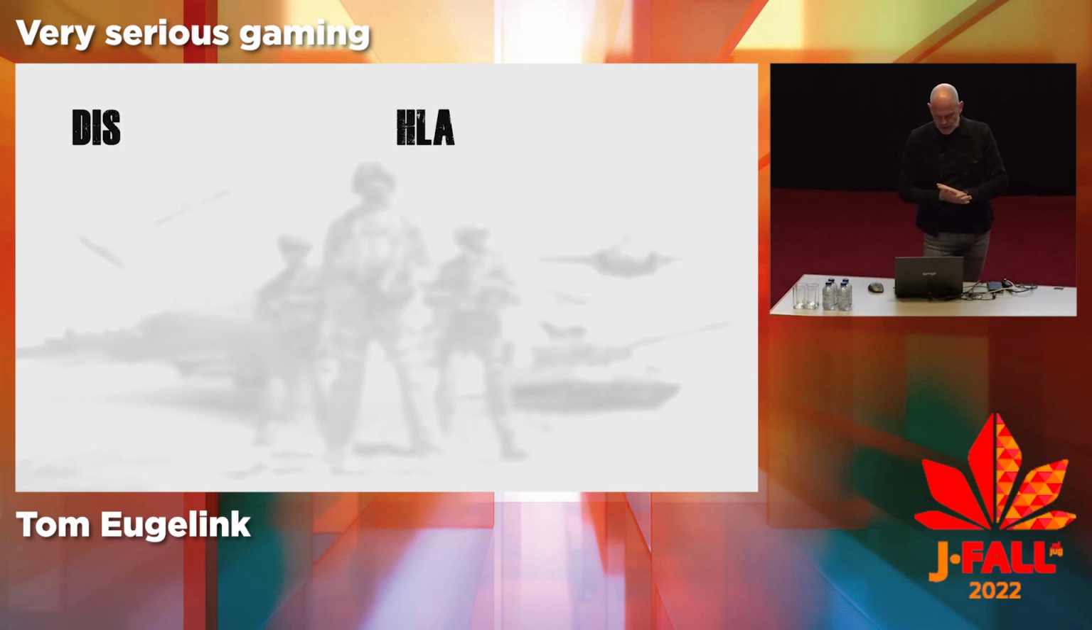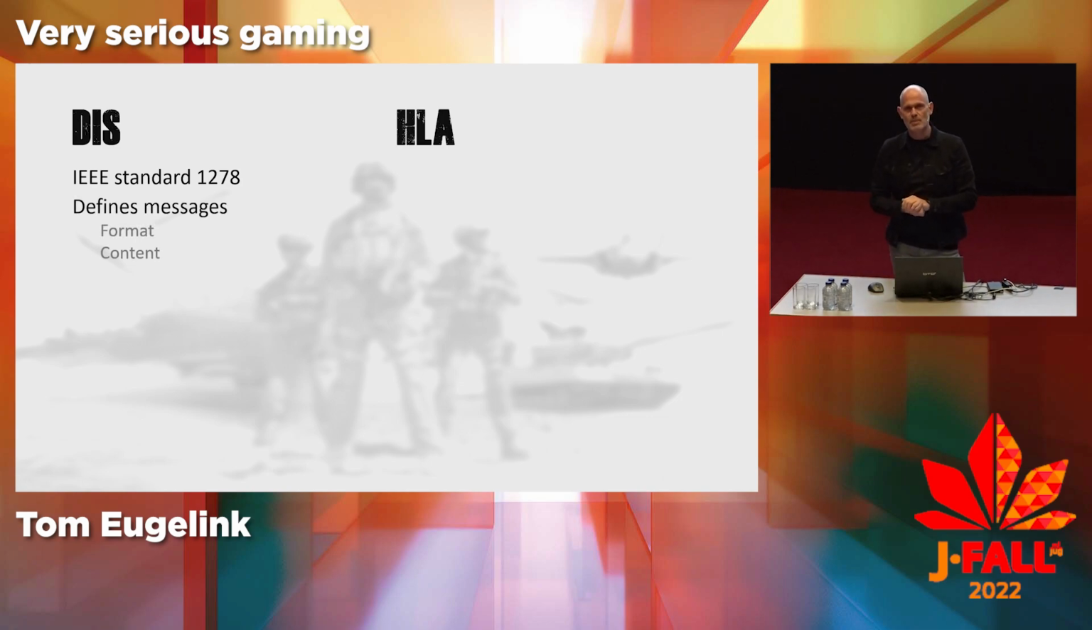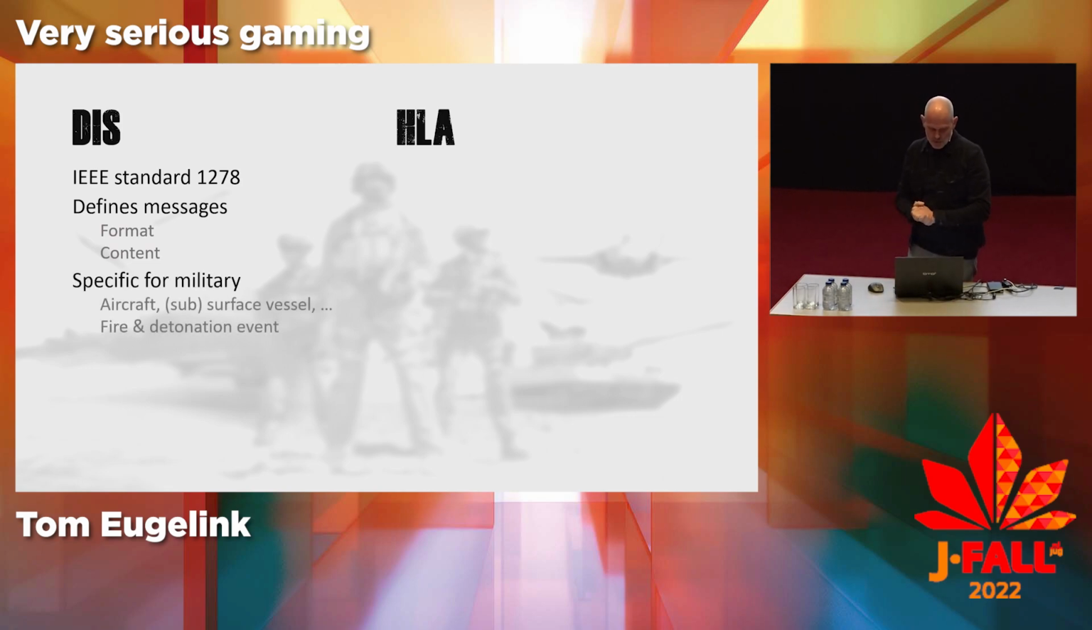Now, comparing these two standards, the first one, DIS, was defined by IEEE, American Institute, 1278, and it defines the messages that can be exchanged between the participants in this simulated world. It defines the format, it defines the content, and it's aimed specifically for the military. So the messages recognize an aircraft and a surface or subsurface vessel. And there are fire and detonation events that are being communicated between the participants on the network.